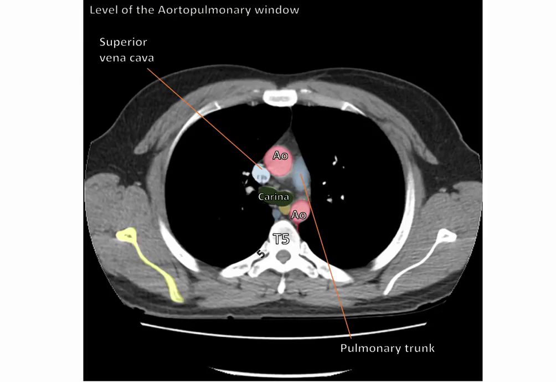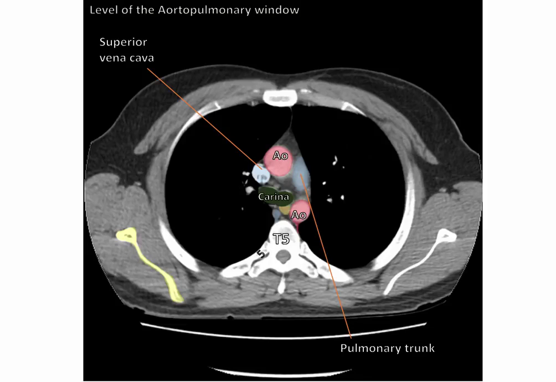This is what we call the level of the aortopulmonary window. This aortopulmonary window is a small space inferior to the aortic arch and superior to the pulmonary artery, which contains the left recurrent laryngeal nerve. This is also approximately at the level of the angle of Louis, or sternal angle. This level is significant as it marks the limits of the aortic arch.